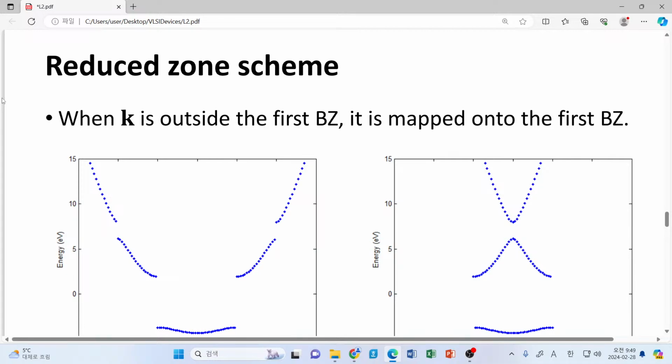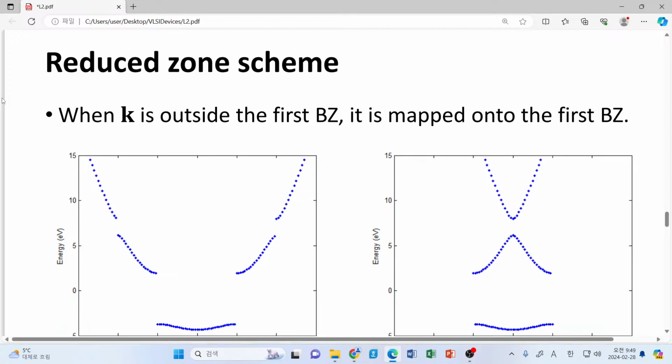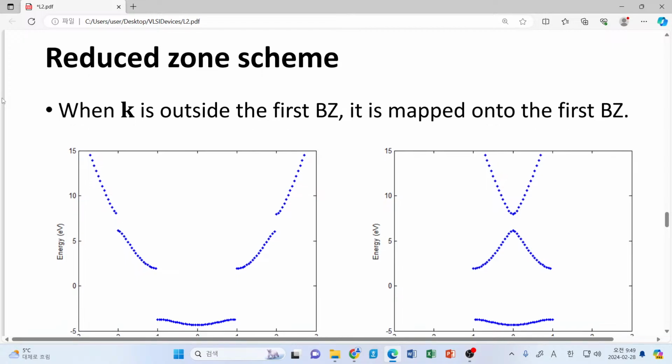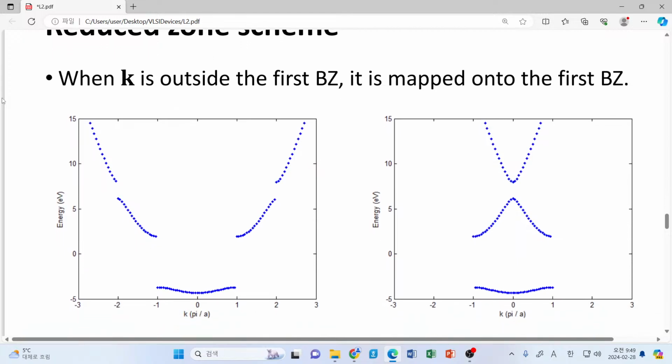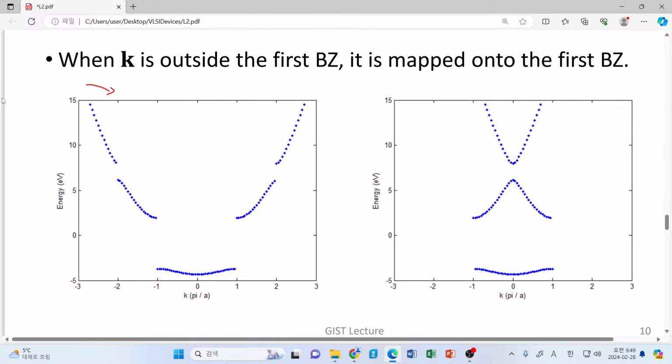And before going into the next topic, let me just show the reduced zone scheme. We are working in the reduced zone scheme. However, let's go to the original one, without using this reduced zone scheme. This is the collection of our calculation results. Numerical simulation just shows this kind of behavior.